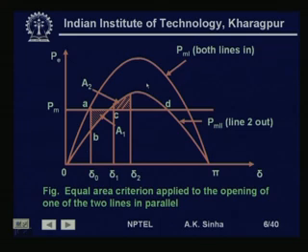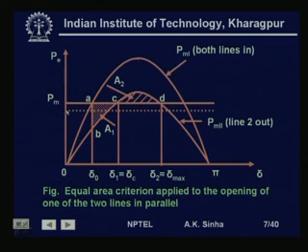So, this is what we get when one of the lines is suddenly removed. Now, suppose instead of working at this point, we are working at a much higher point, that is, the electrical output was more, and initially the Pm also would have been more. Instead of working here, if we are working at this point, then what happens?